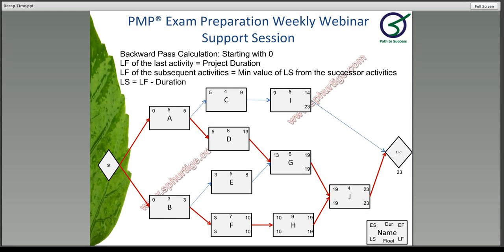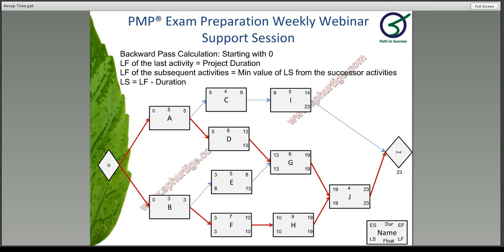You can't work out the late start and late finish for B because there is a dependency between E and F for it. So we need to finish the calculation of E. For that we are moving on with the G activity. G is having a late finish of 19. 19 minus 6 is 13. So D and E are going to have a 13 as a late finish. E has the late finish of 13. 13 minus 5 is 8.